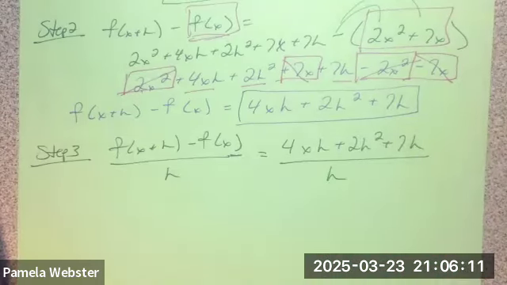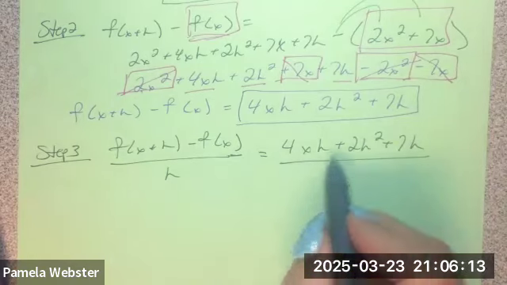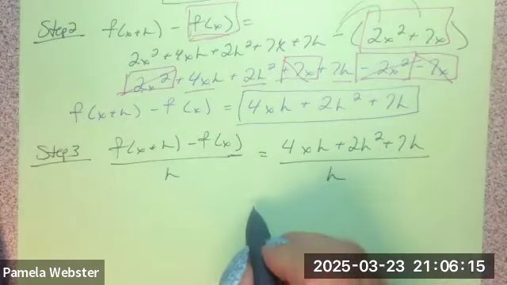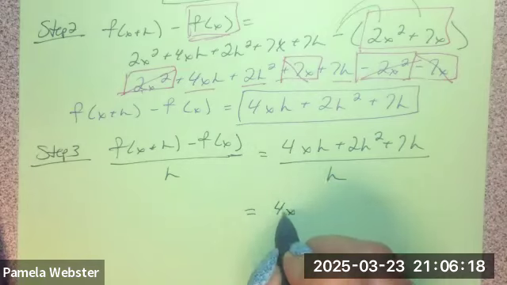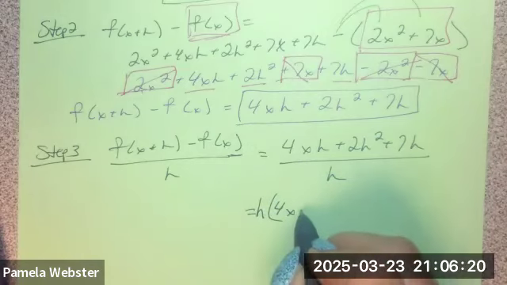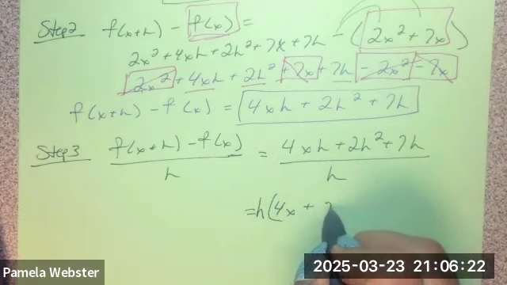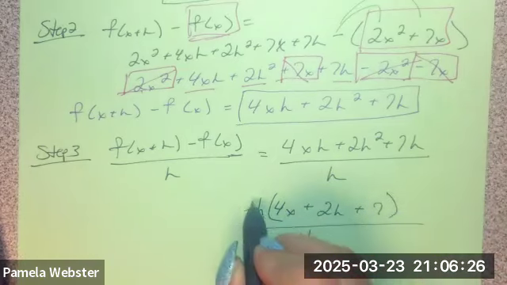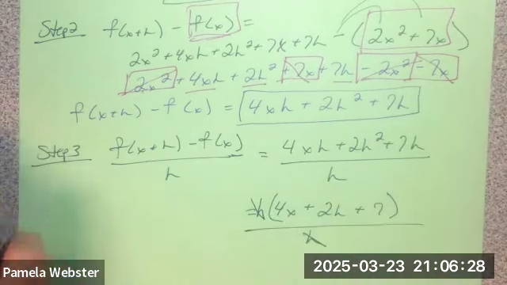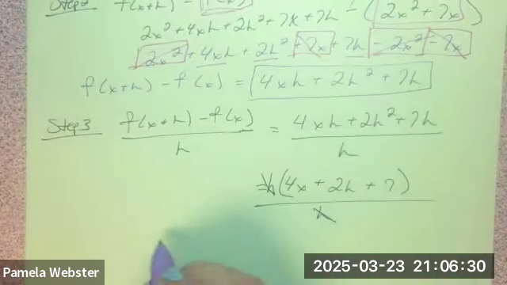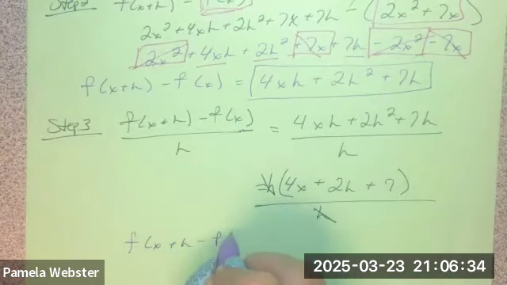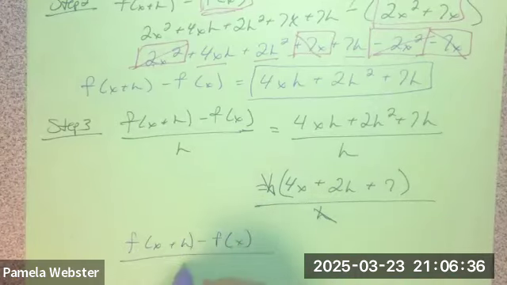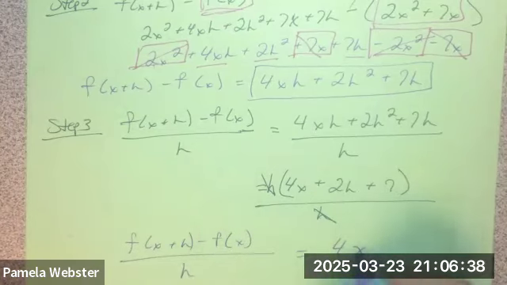It's going to be there. All right, so all divided by h. I see there's an h in each of those terms, so I pull the h out. I'm left with 4x plus 2h plus 7 all over the h. The h's will indeed divide out. And so this step, where I divided by h, is equal to 4x plus 2h plus 7.